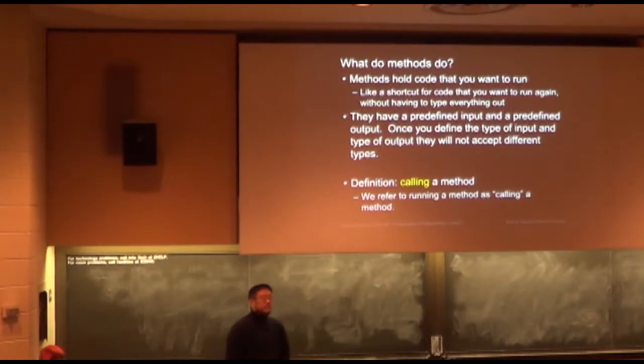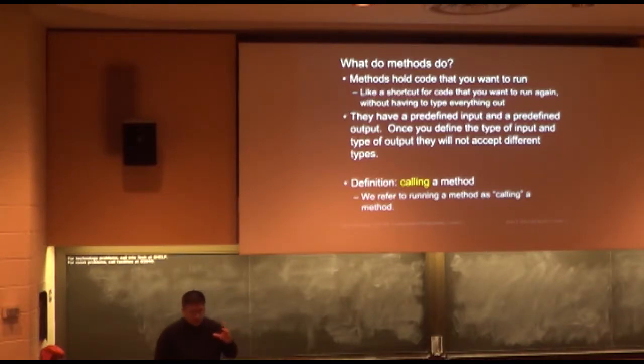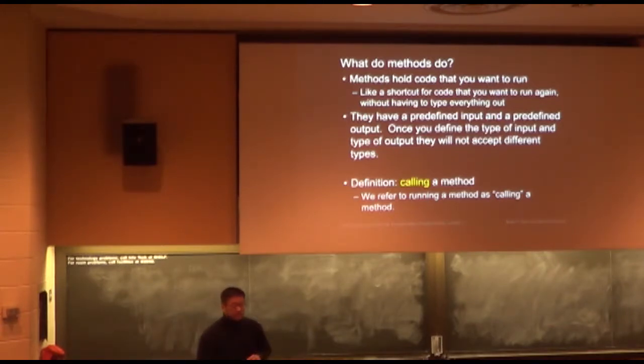Okay, so what does a method do? A method holds code that you want to run, and that code exists as a kind of shortcut anytime you call that method. So let's review some of the terminology here. Methods are frequently called functions, and functions are frequently called methods. And the reason why that's the case is history.